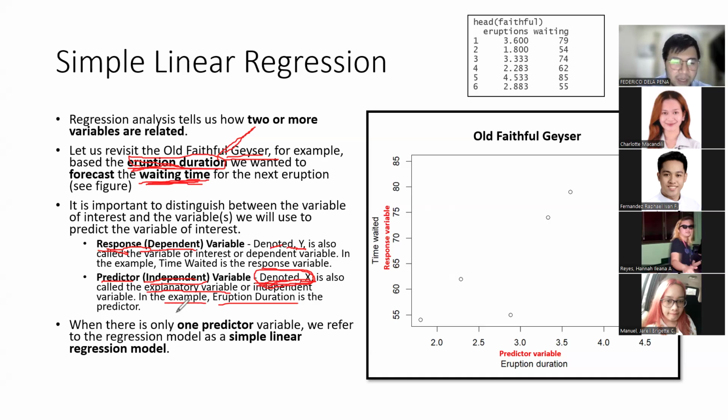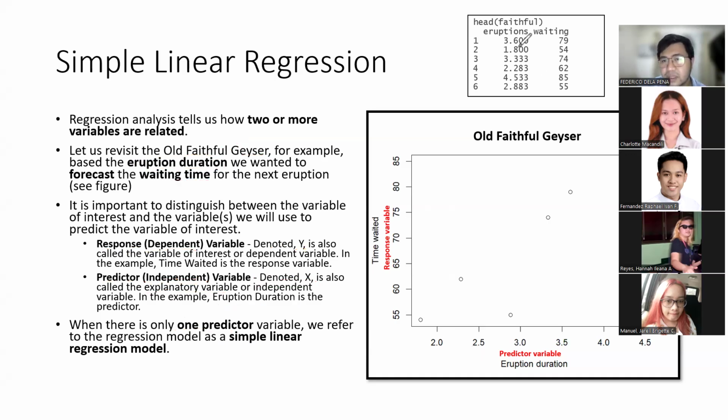And since in this session we will be only dealing with simple linear regression, we will only have just one predictor variable, just one input variable. And this is what we call a simple linear regression model. You just have one predictor or one independent variable in use, right?